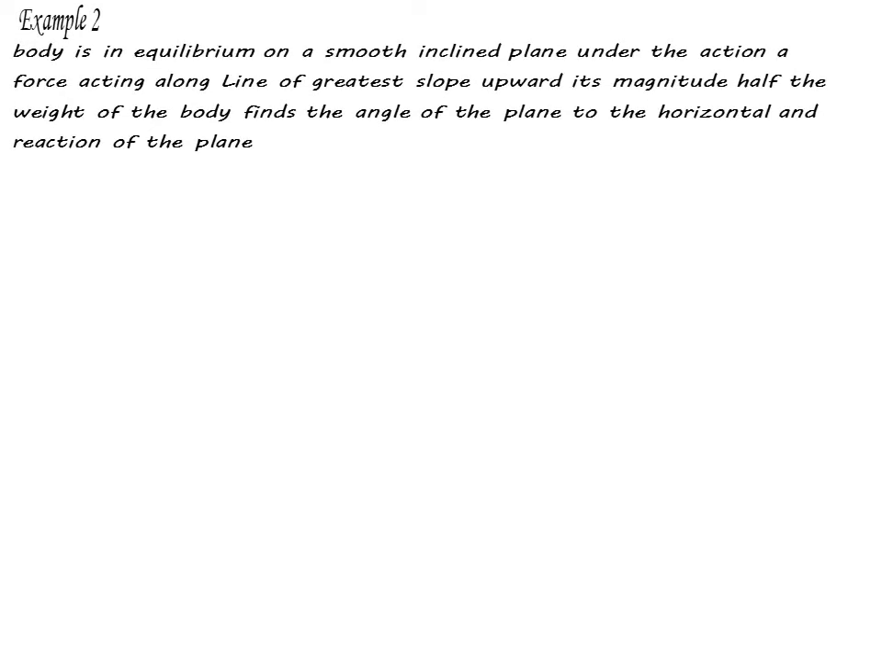A body in equilibrium on a smooth inclined plane under the action of a force acting along a line of the greatest slope upward. First, we have the horizontal plane and the inclined plane. Okay. Then the body, I'm going to let the angle between the inclined plane and the horizontal plane equal theta. The body acts at a point on the smooth plane, so the body has a weight which is equal W, and of course the body acts on the smooth plane, so the plane has a reaction, and this reaction will be perpendicular to the plane, right?